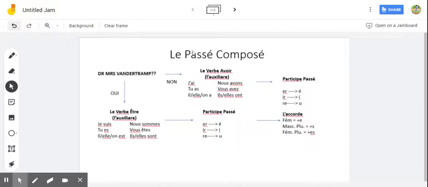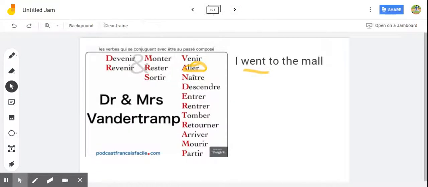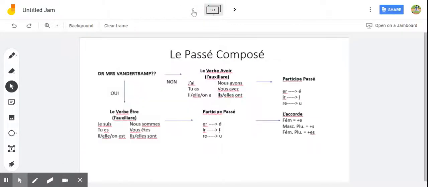So this time we're going to look at if it is a Dr. Mrs. Vandertramp verb. So you do not need to memorize the Dr. Mrs. Vandertramp verbs. We have this list right here. And the most common one is le verbe aller. So in our example here, I went to the mall. That is the verb to go. I went somewhere. So that is the verbe aller. Okay, so that is going to be our most popular Dr. Mrs. Vandertramp verb.